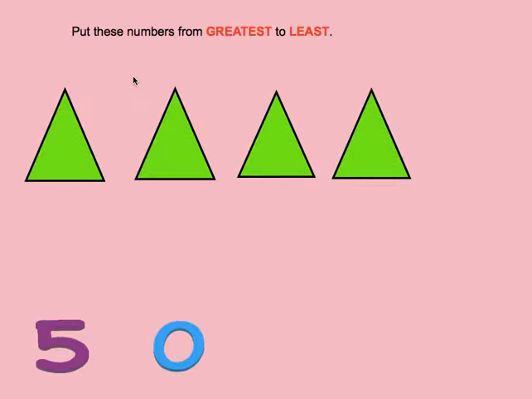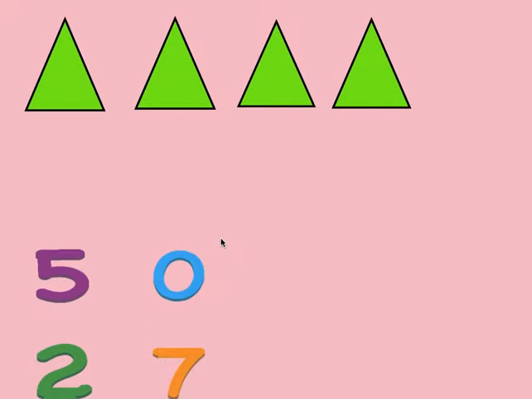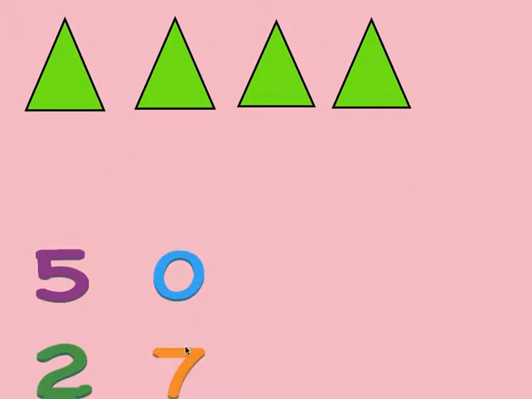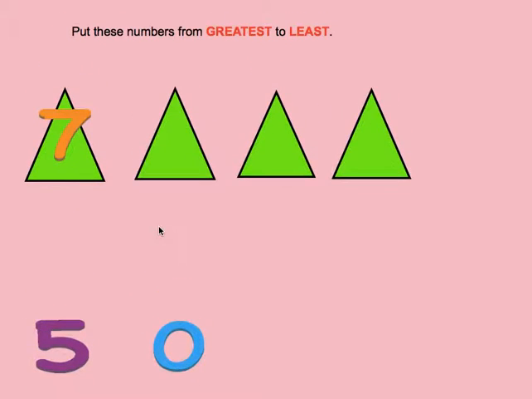My next activity is for students to put the numbers from greatest to least. The numbers are in the bottom left corner. If the student were to pick the 0 as the greatest number, it will not hold in the triangle. But if they correctly pick the greatest number, like 7, it will stick in the green triangle.